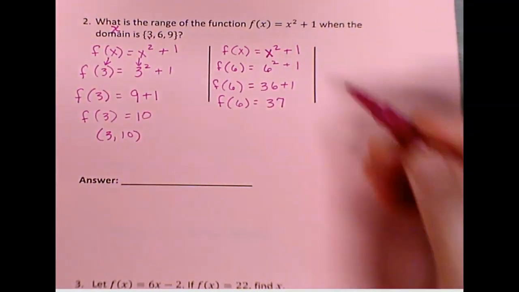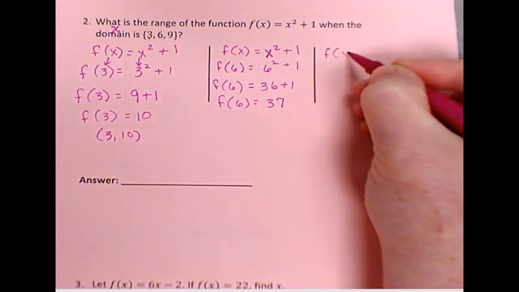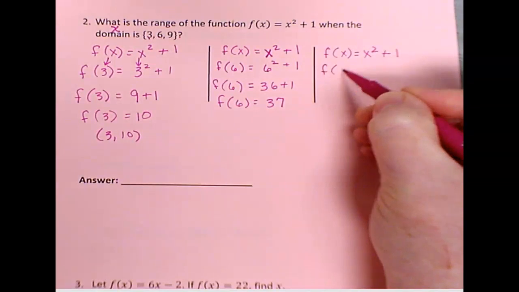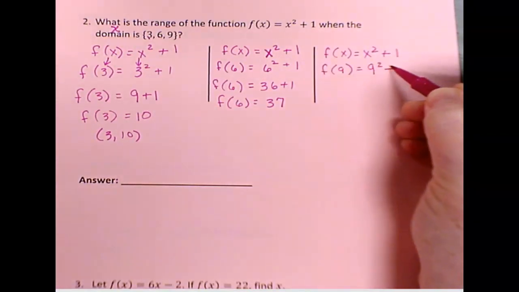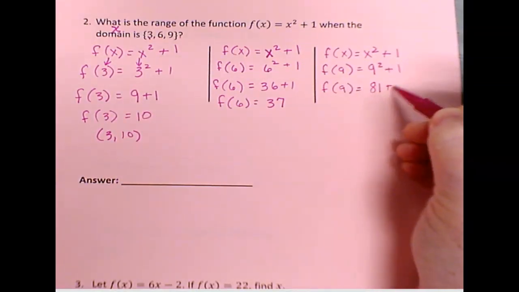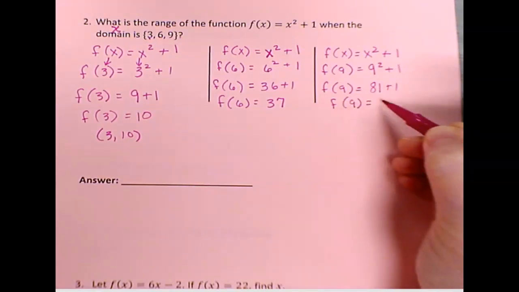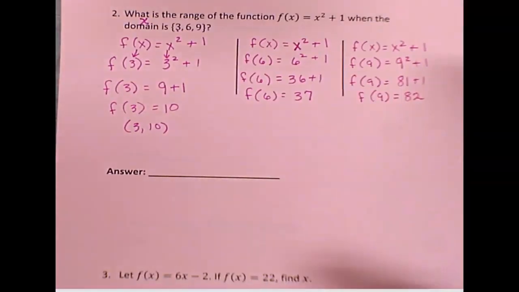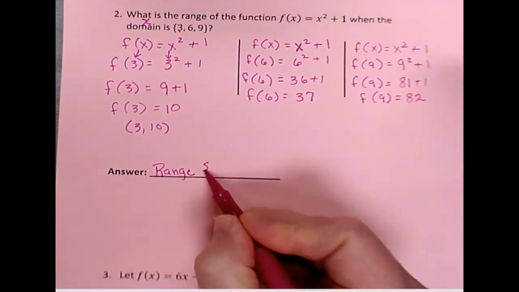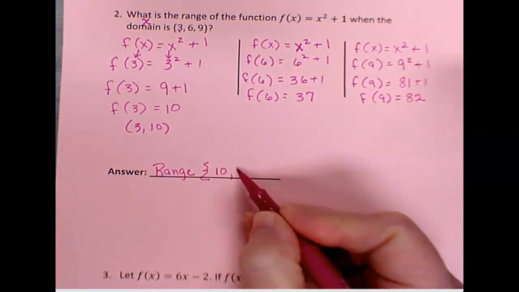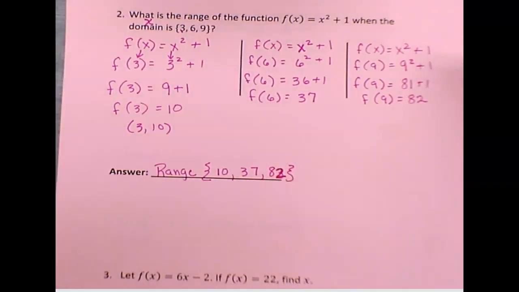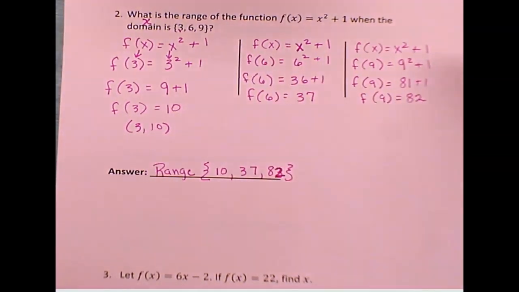And so my last number, I still have the same function rule. My last number is a 9. I'm going to input a 9. 9 squared means 9 times 9. And so what I have found when I input those values is I have found the range. 10 and 37 and 82 will be my range for this domain.